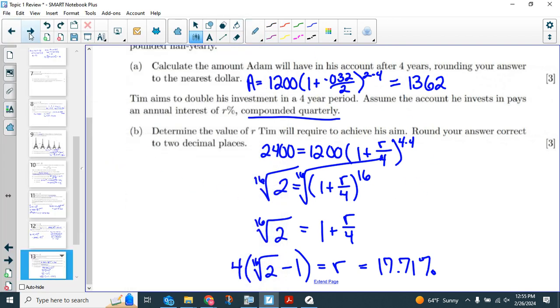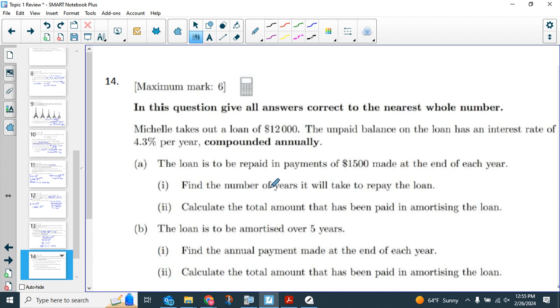So, good there. All right, number 14. In this question, give all answers correct to the nearest whole number. So we're doing whole numbers here. Michelle takes out a loan of $12,000. The unpaid balance on the loan has an interest rate of 4.3% per year, compounded annually. The loan is to be repaid in payments of $1,500 made at the end of each year. Find the number of years it will take to repay the loan.